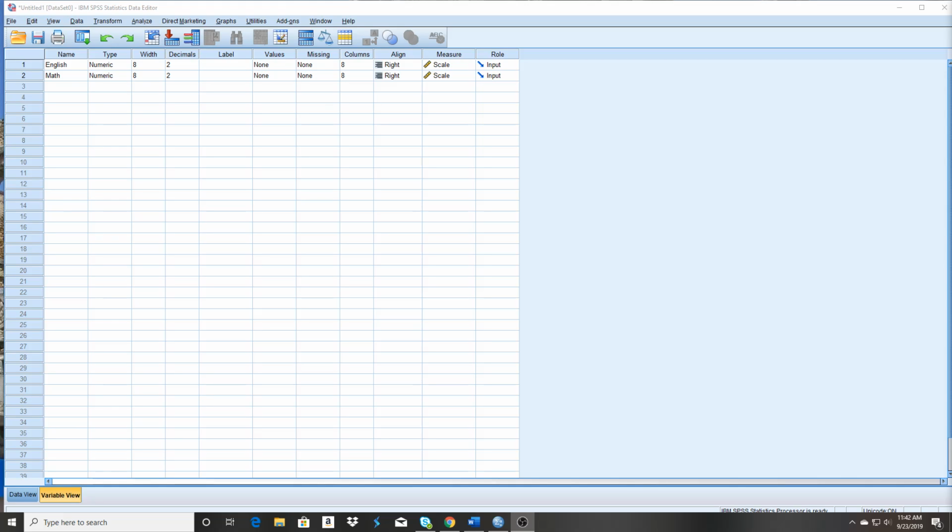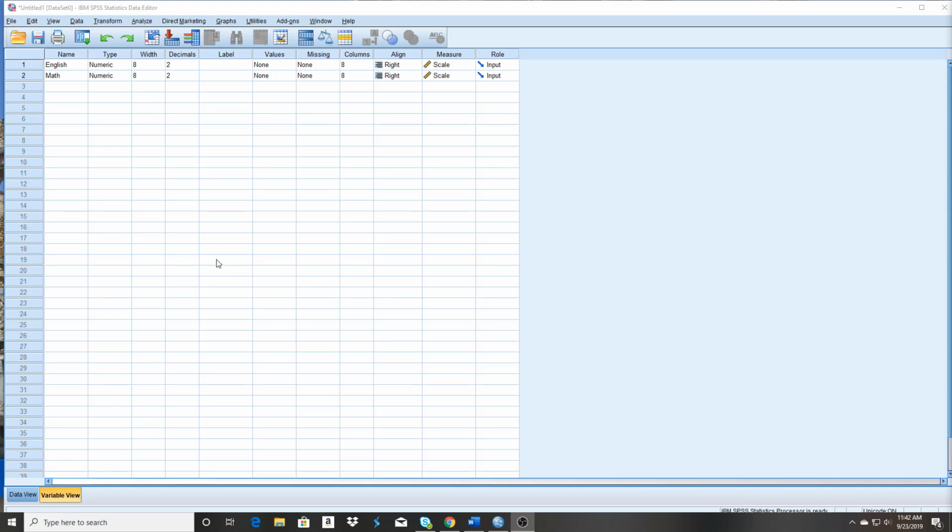So what I'm going to do is a Pearson R. Some of you asked me what's the difference between the Pearson R and the Spearman's Rho. The Pearson R requires continuous data for both variables, and the other one you can put in ordinal data as well. But let's do the Pearson R.